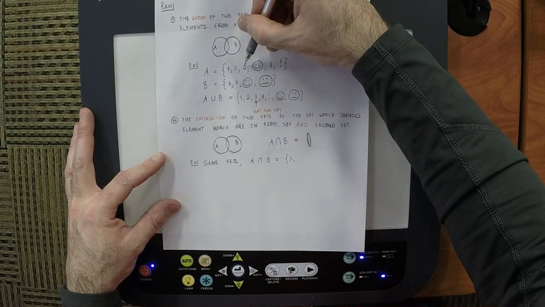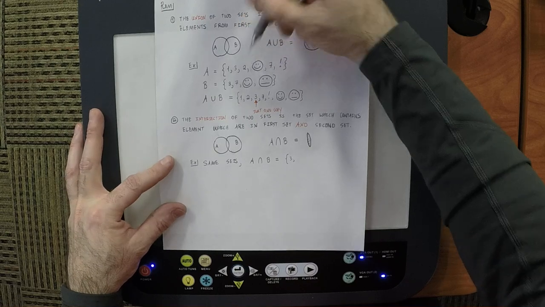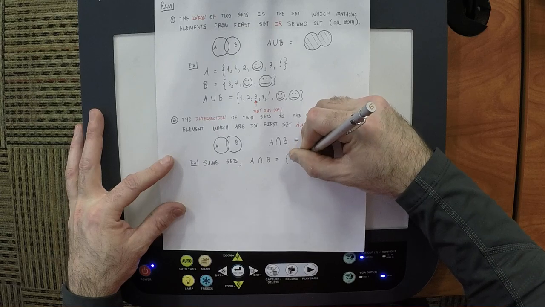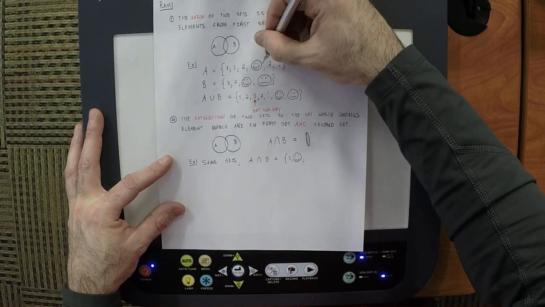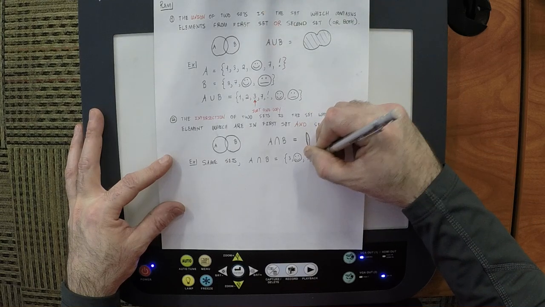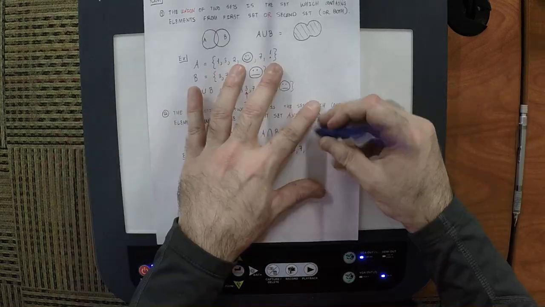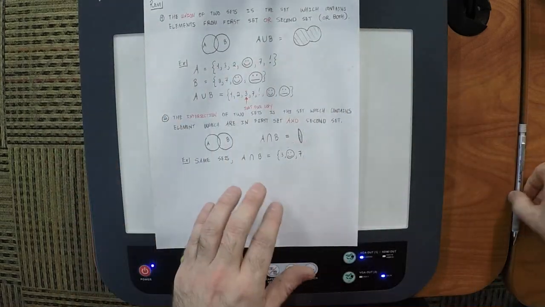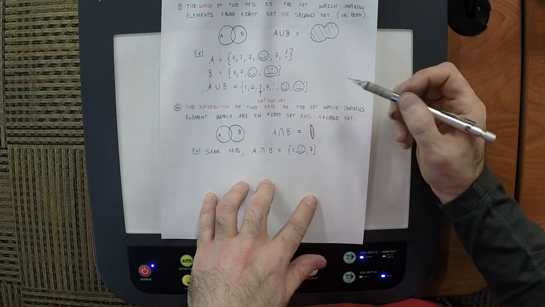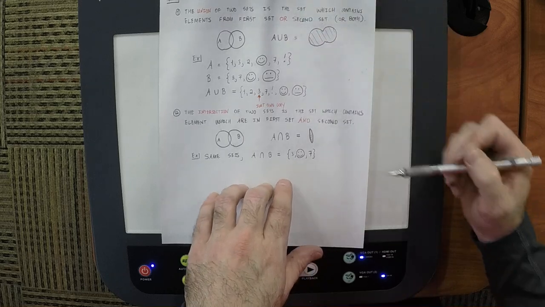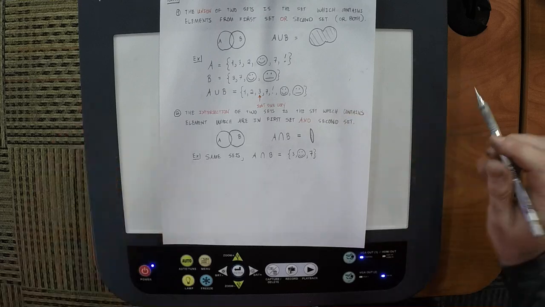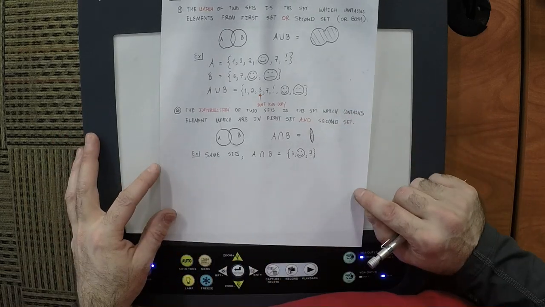Okay, good. How about two? No. Smiley face? Yes. Seven? Yes. Exclamation point? No. So now, do we need to run down the line with B? No, we don't. Because anything you didn't check in A is not in the intersection, right? So you only need to run down the line with one of them. So that's the intersection. Any question about that?